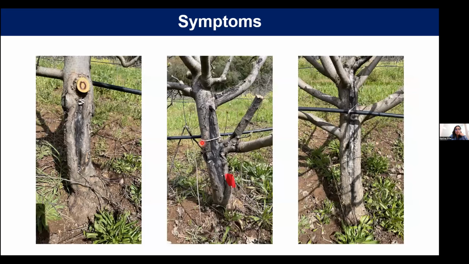And here you can see these three cases are real severe cankers that are in the main trunk of the trees. So here we have three different cases with this big canker that is going all across the tree.